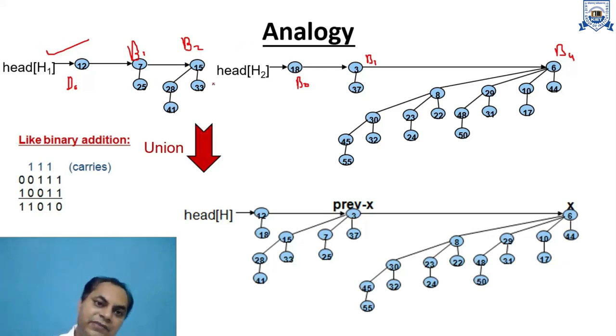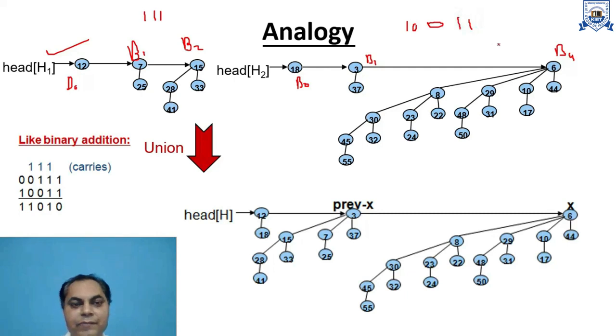In H1 we have how many nodes? 4 plus 2 plus 1, so 7 nodes. So 7 can be represented like this in binary. Now in H2 we have 16 plus 2, 18, plus 1, 19. So 19 can be represented like this.